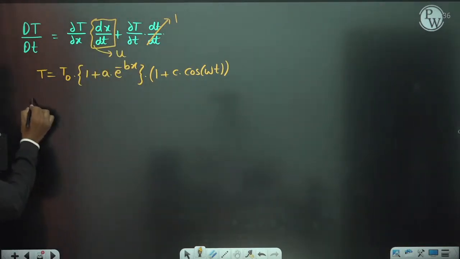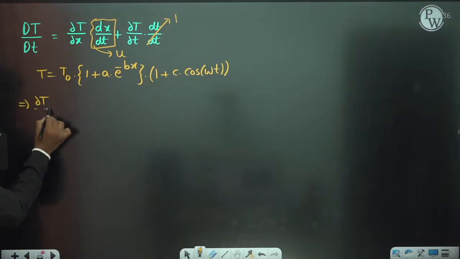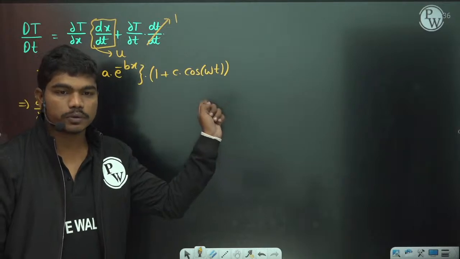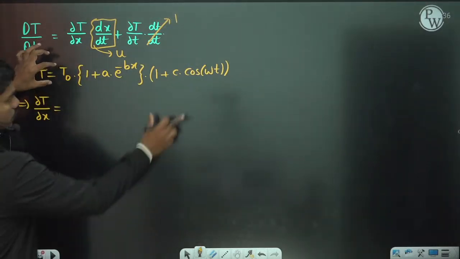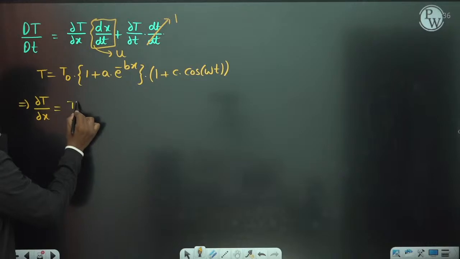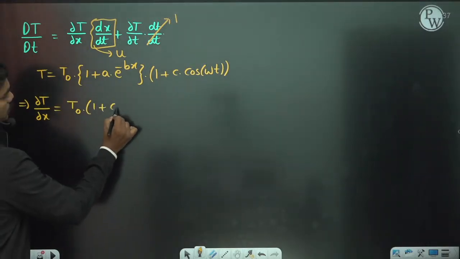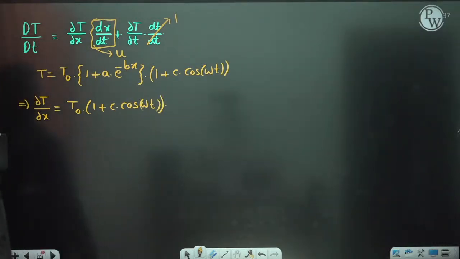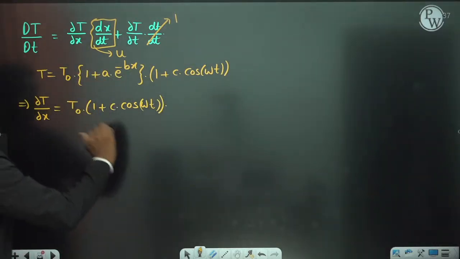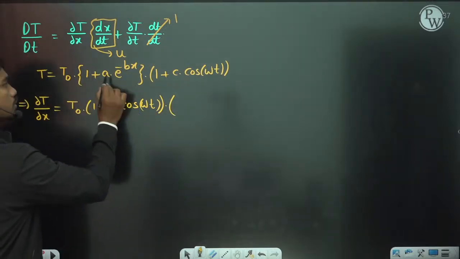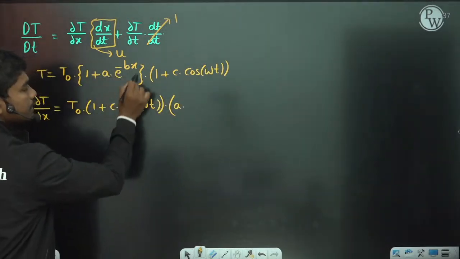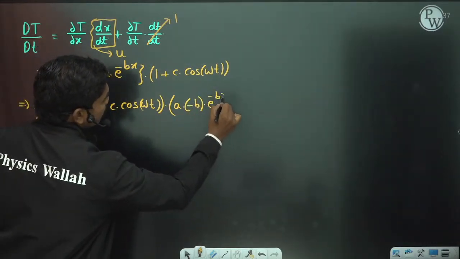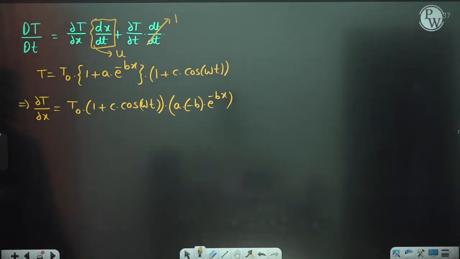Let us say here dou T by dou x. What is dou T by dou x here? If you differentiate this complete expression with respect to x partially, T naught is a constant, and the factor (1 + c cos omega t) is also constant. So T naught times (1 + c cos omega t) into, if you differentiate partially with respect to x, the derivative of 1 is 0, A is a constant, and the differentiation of e^(-bx) is minus b times e^(-bx). So this is the total value.